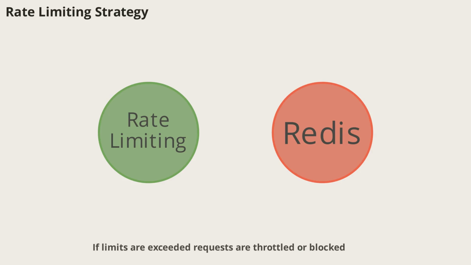If limits are exceeded, requests are throttled or blocked. This strategy prevents DDoS attacks and maintains system stability, especially during high traffic periods.